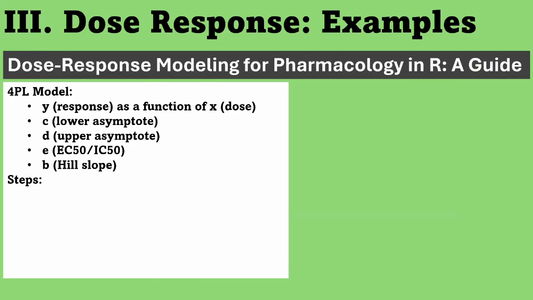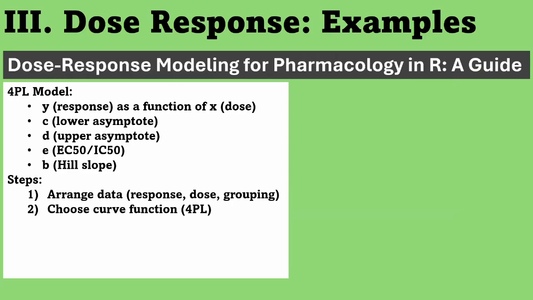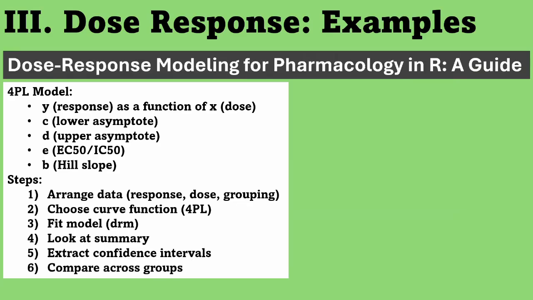And so the steps that this example goes through is arranging your data. Make sure you have your response and dose, and if you're looking at different groups, say different drugs, you need your grouping variable. You're going to choose your curve function. They use the 4PL. Then you fit your model. There's a function, DRM. Of course, I'll have a link to the references. You can go into detail. This is just a broad overview. You look at a summary, extract confidence intervals, and then you can compare across groups.